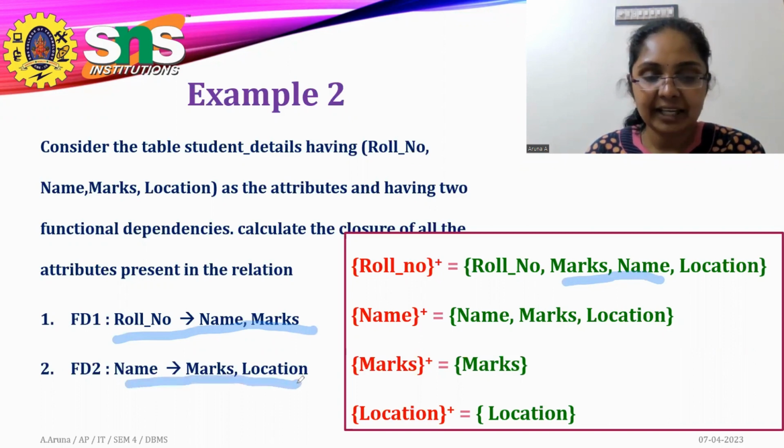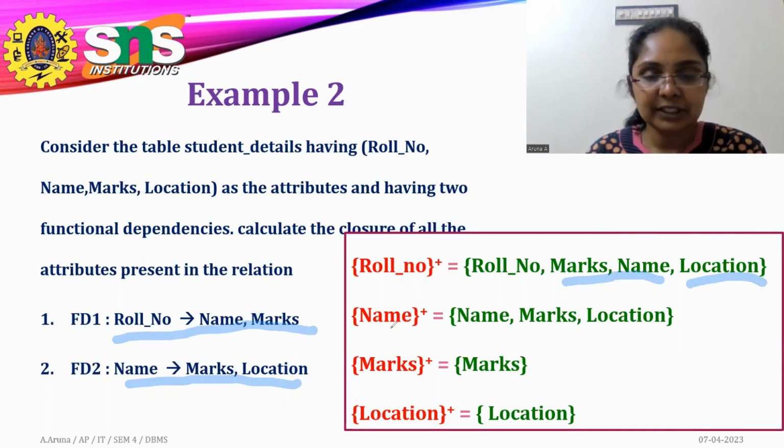Yes, here we are having marks and location. Marks is already present, so you have to omit that one. Now add the location over here. Through that only, we can calculate the closure sets. Next we're going to see the name closure.